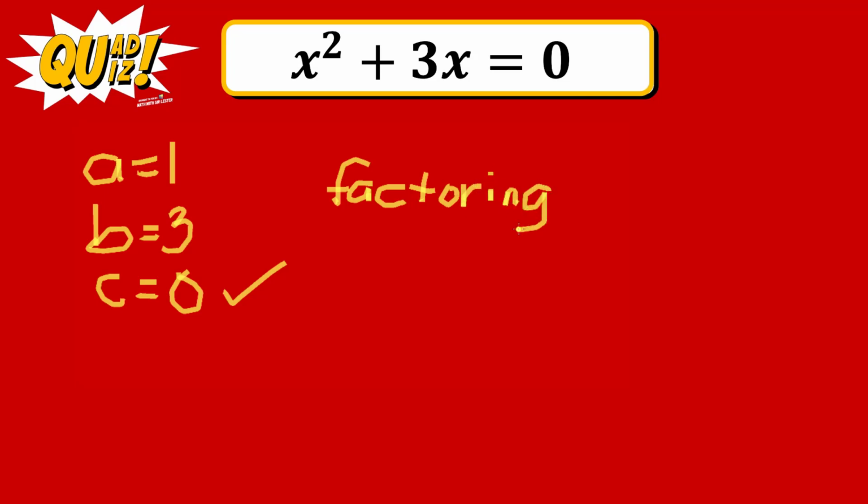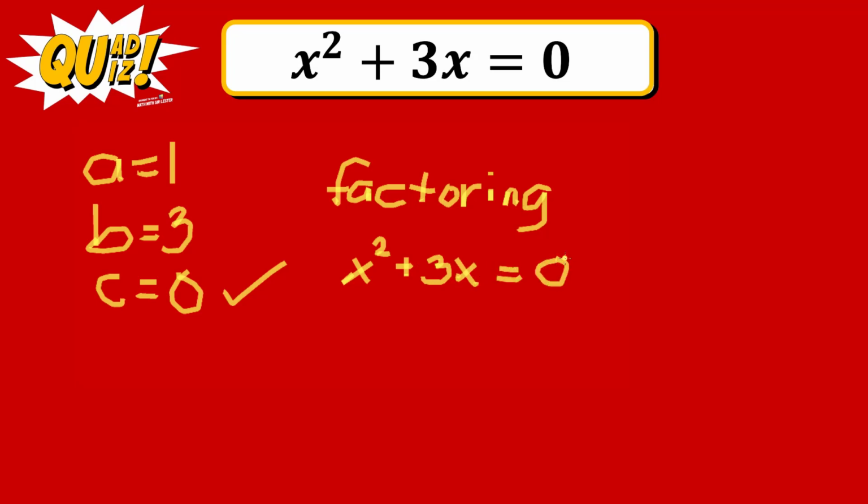By the way, we could also use factoring even if c is not equal to 0, okay? And if a, b are also given. But it's easier for us to really use factoring if c is equal to 0, because this is what will happen. Our equation is x squared plus 3x is equal to 0.